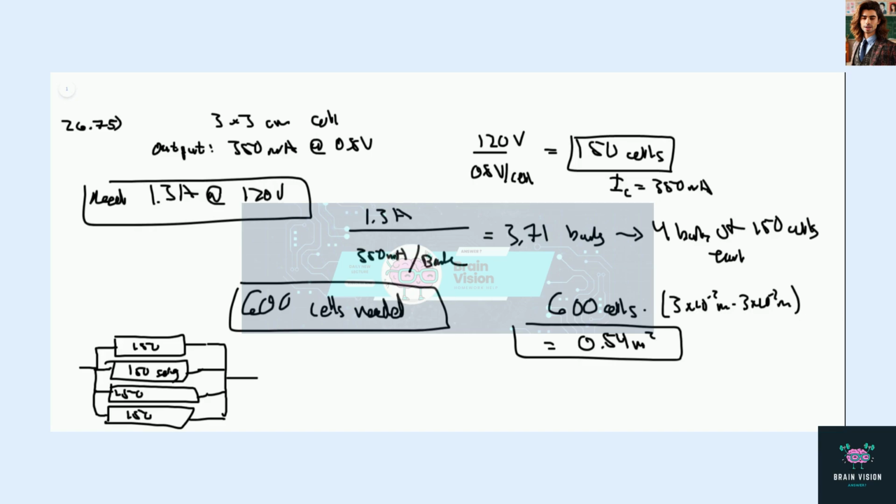Okay, so this produces a little bit more than we need, right? Because we only needed 3.71 banks. So this is going to produce 1.4 amps at 120 volts. And it says to optimize the output. How can you optimize the output of the solar panel?